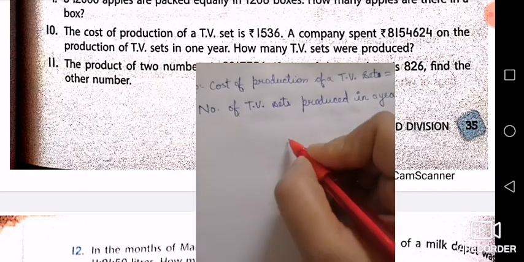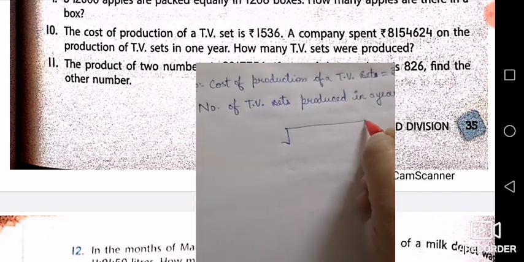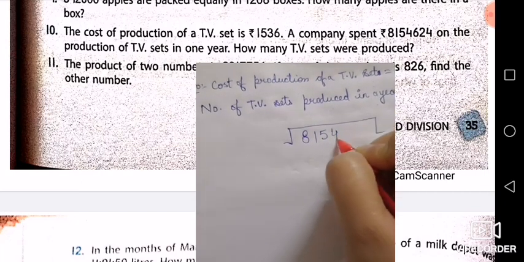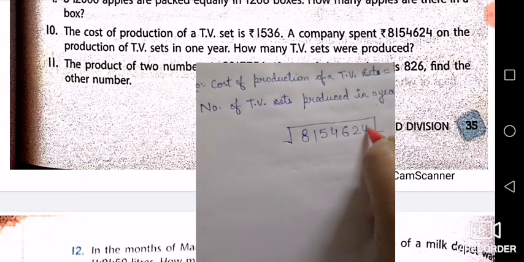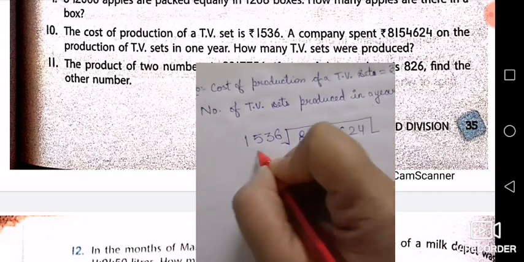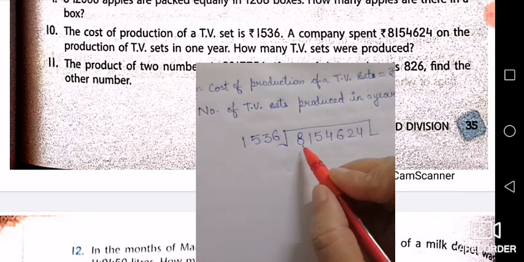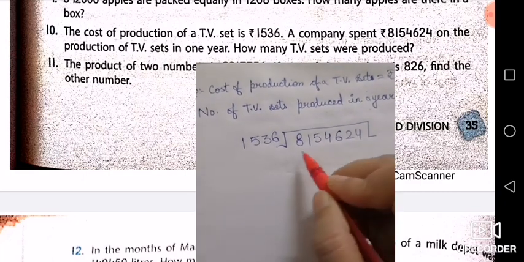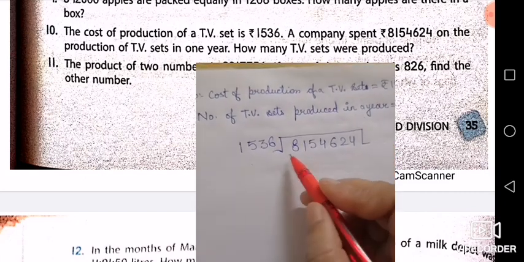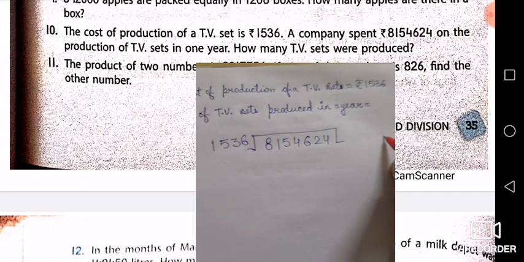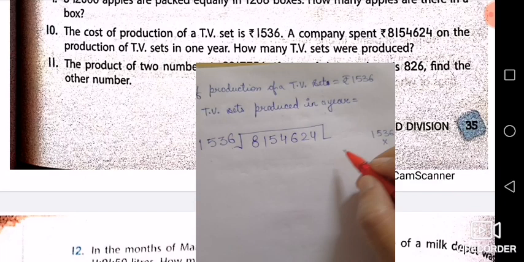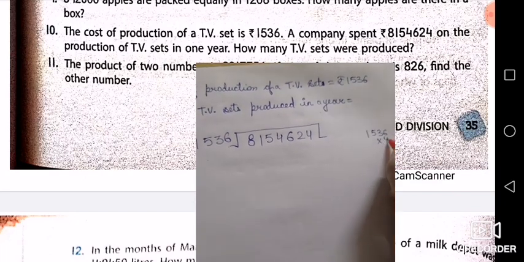So this 81 lakh 54,624 is going to be divided by 1536, which is the cost of one TV set, and with this much money, how many TV sets can be produced. Now we'll do the division here. Now 4-digit division you have not done in the exercise. So here you can see this. 4 times we'll do it.